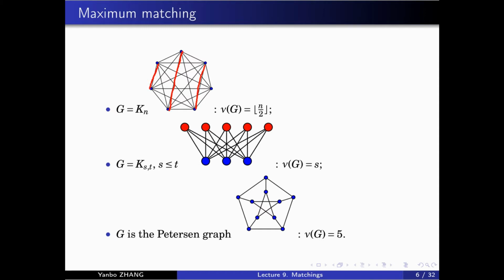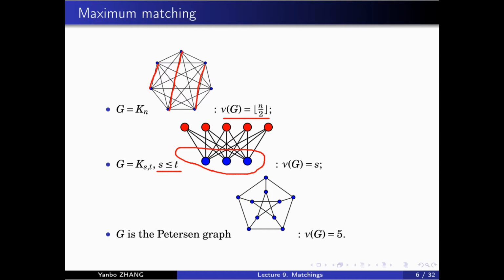So the size of a maximum matching in a complete graph is floor of half of n. In the complete bipartite graph K_{S,T}, here S is less than or equal to T. Since every edge has one vertex in this part, a matching contains at most S edges.